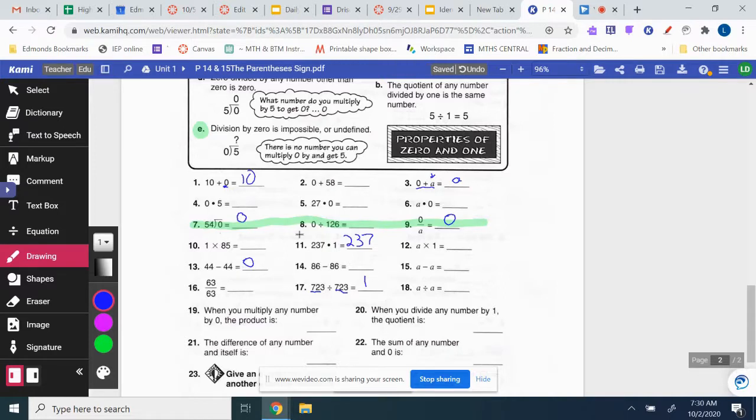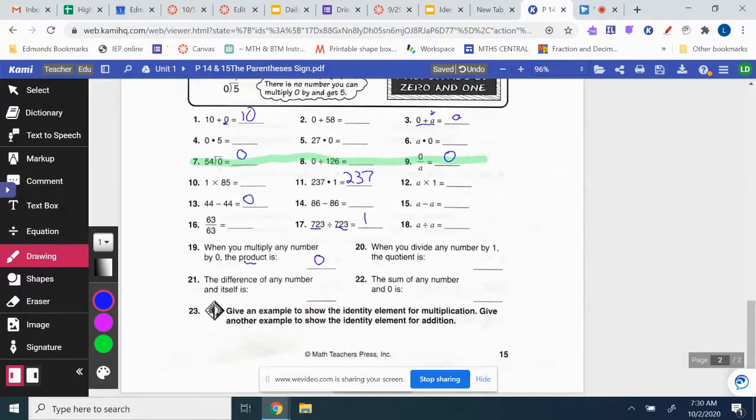When you multiply any number by 0, the product, that means the answer, is 0. The difference of any number and itself, and that goes back to 13 through 15, is 0. So go ahead and try these out. Don't get too scared by what's happening in it.